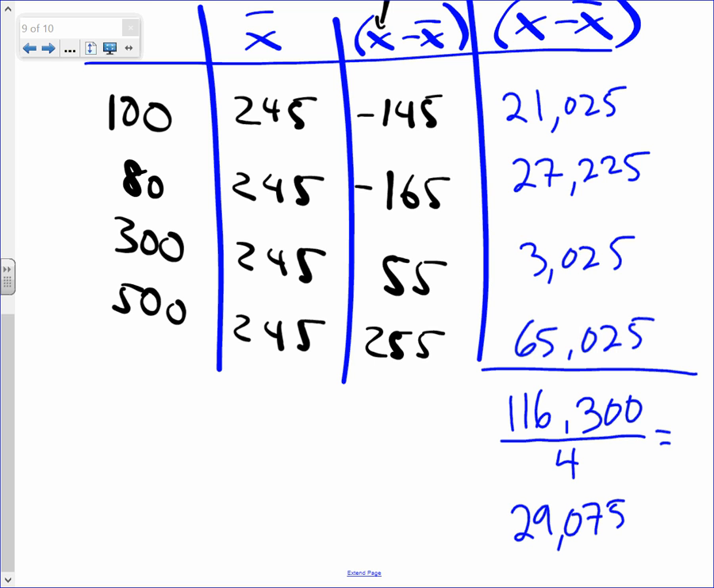29,075. Go ahead and box this number, put an arrow, and write the word variance. This is called the variance. We're on our last step now. First, write down the word variance for me.